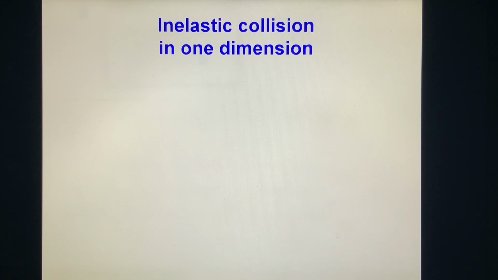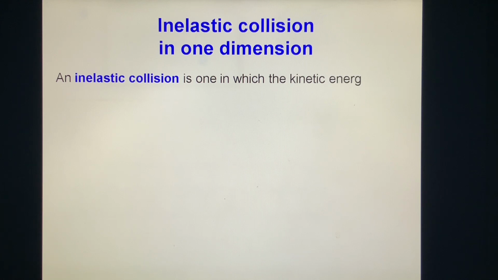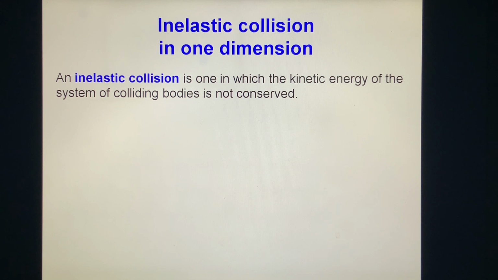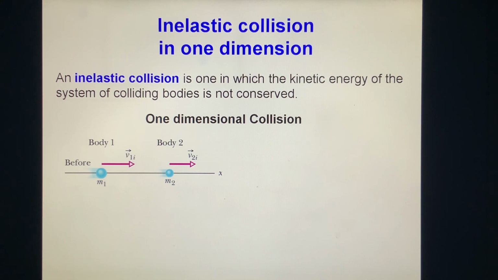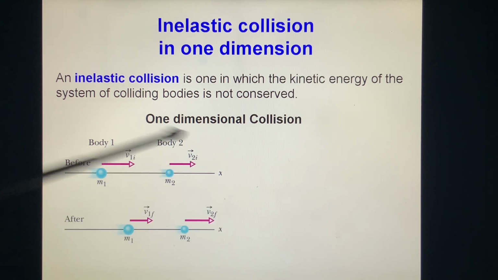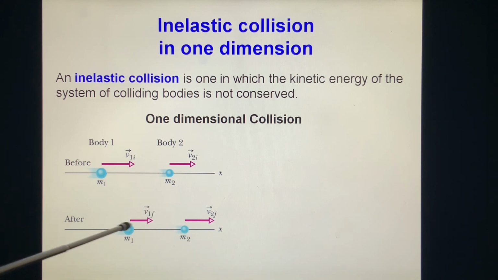Inelastic collision in one dimension. An inelastic collision is one in which the kinetic energy of the system of colliding bodies is not conserved. The collision is one-dimensional. V1 initial, M1, M2, V2 initial. And then they hit together. After that, they move in this direction. Why this direction? We assume. If we get a negative number, that means its real motion is going back. Anyway, we assume all move forward.